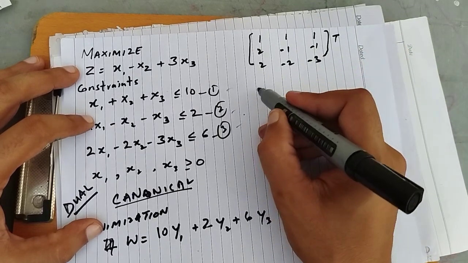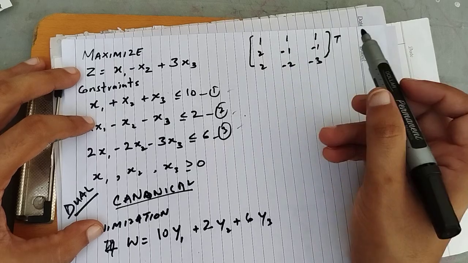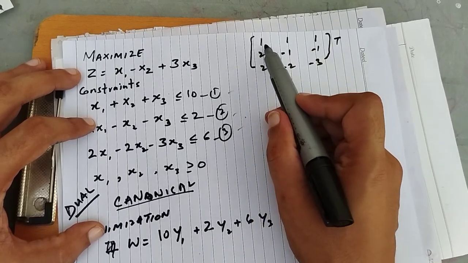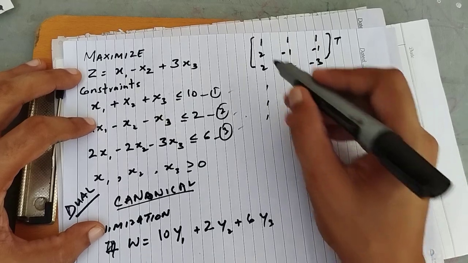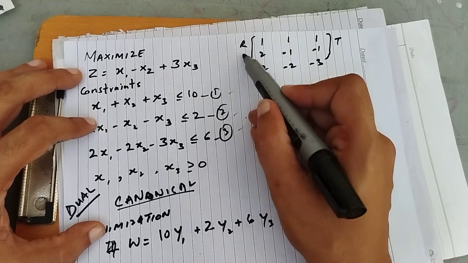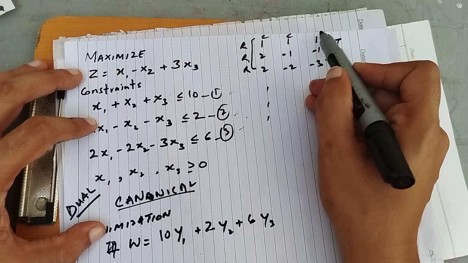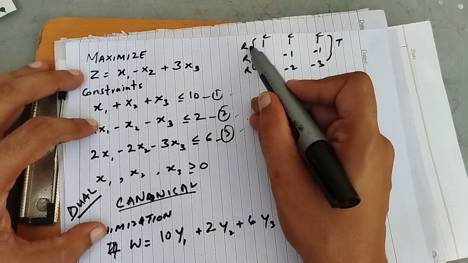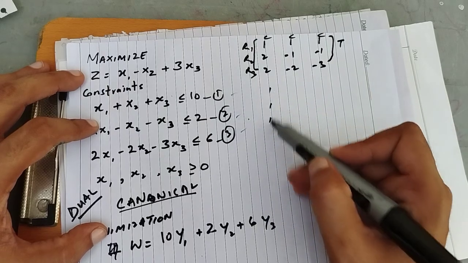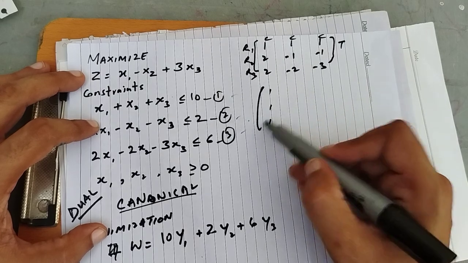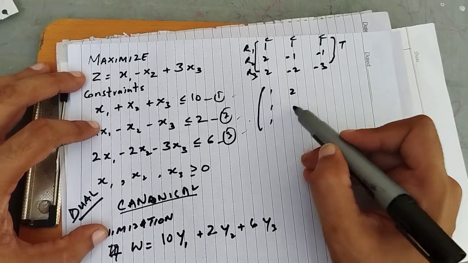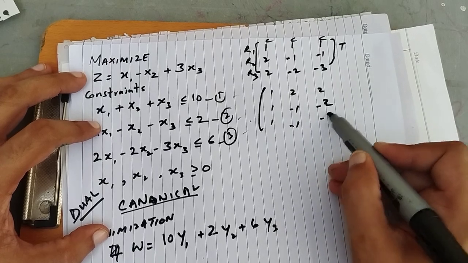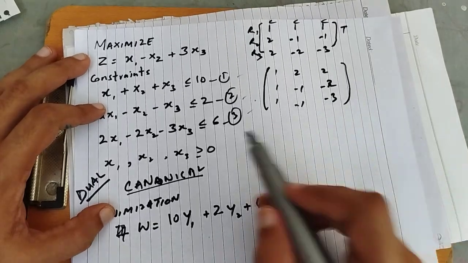We need to transpose them. So when we transpose it, what will be the value? Transposition is converting row into column or column into row. So we will be converting rows into columns. These are the rows, and these are the columns. Row 1 is converted into column 1: 1, 1, 1. Row 2 becomes 2, minus 1, minus 1. Row 3 becomes 2, minus 2, minus 3. This is transposed. So now we have got the coefficients.